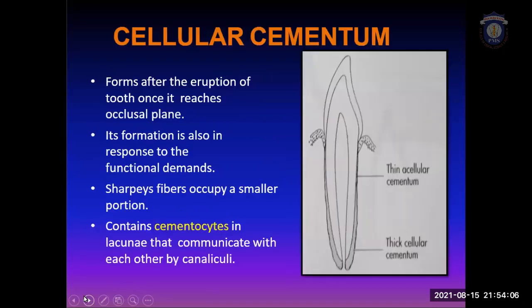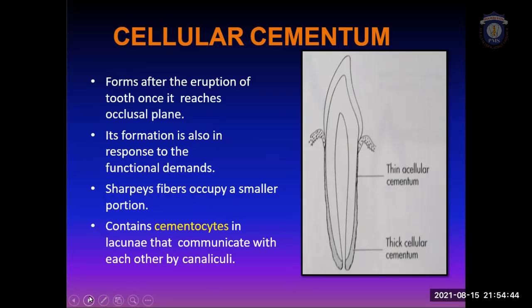Moving on to cellular cementum. This is the cementum which is formed after eruption of the tooth, once it reaches occlusion. Now the cementum is formed in response to functional demands. What is the functional demand? During mastication, forces are directed towards the tooth. These forces are transferred to the dentine from the cervical area to the apex, so they have to be transmitted and distributed by the dentine, causing functional demands.